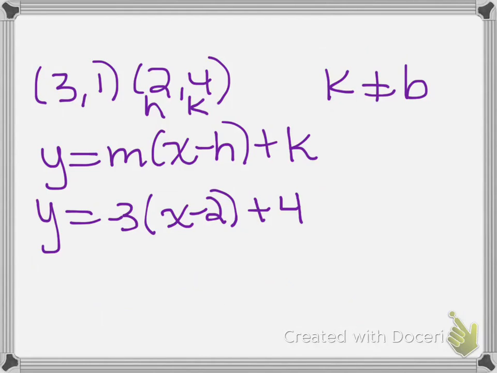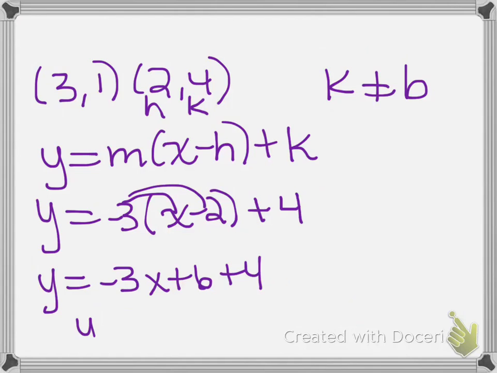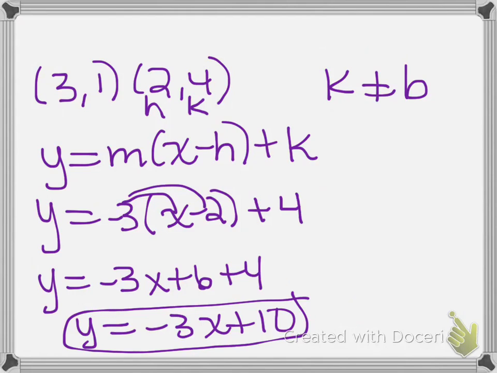And let me show you why k isn't b. Let's distribute that negative 3. So that's negative 3x plus 6 plus 4. So hey, I get back to that original slope-intercept equation of y equals negative 3x plus 10. So k is not b because of that distribution that needs to happen. However, this form would be acceptable point slope form.